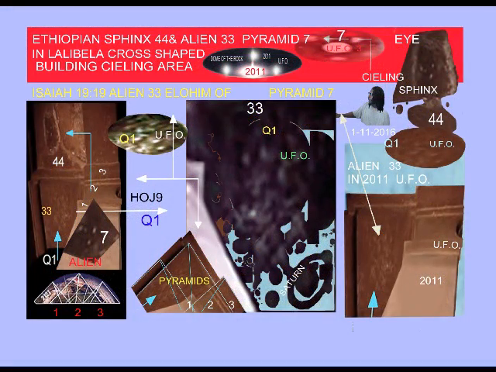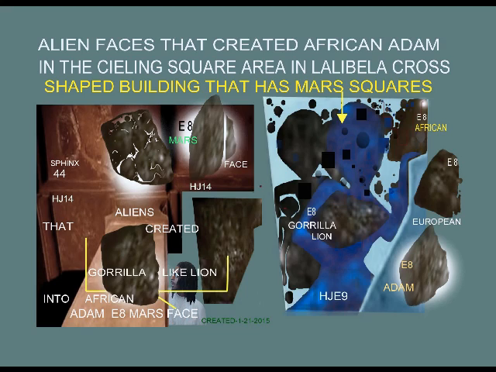So we see the Mars squares within the ceiling post area that has the E8 gorilla lion type facial structure. The micropixelated surface image of the E8 gorilla-like facial structure reveals a baby alien and planets.